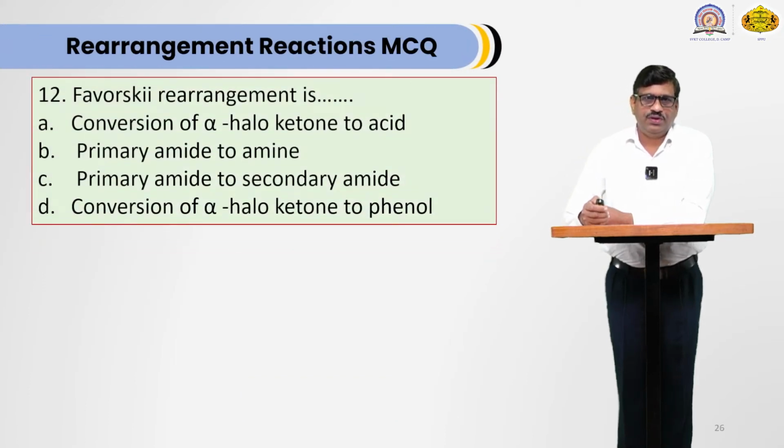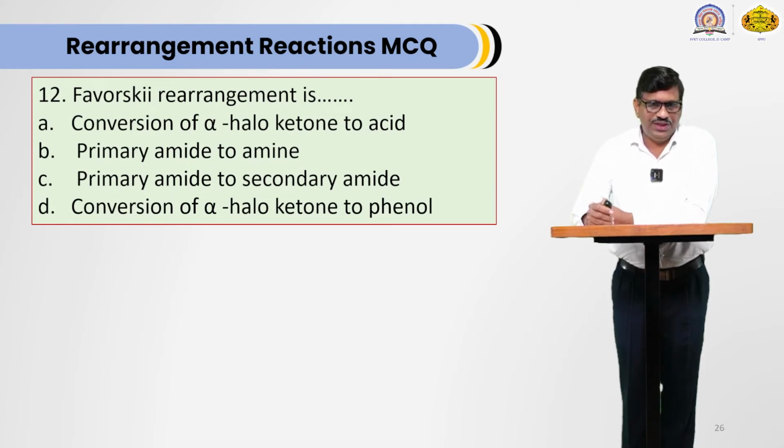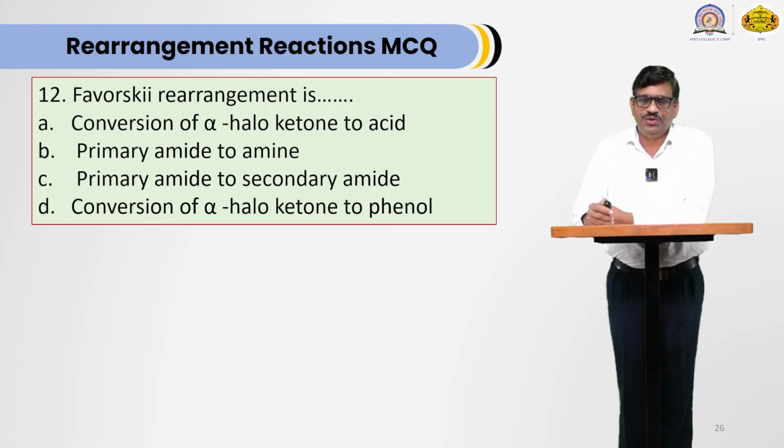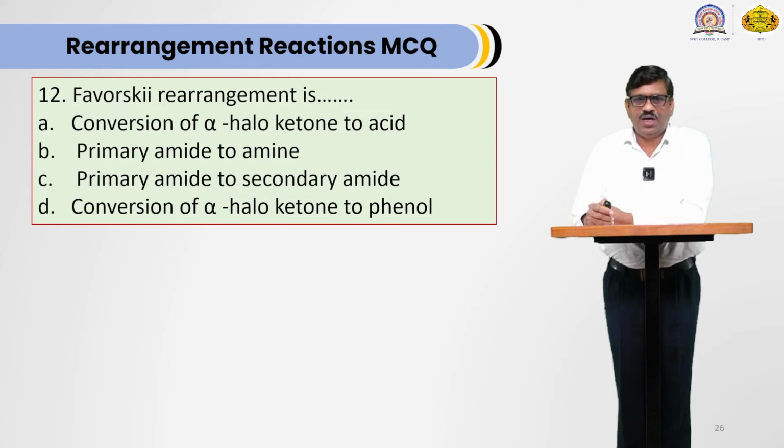Question number 12. Favorskii rearrangement is dash dash. Option A, conversion of alpha haloketone to acid. Option B, primary amide to amine. Option C, primary amide to secondary amine. Option D, conversion of alpha haloketone to phenol.